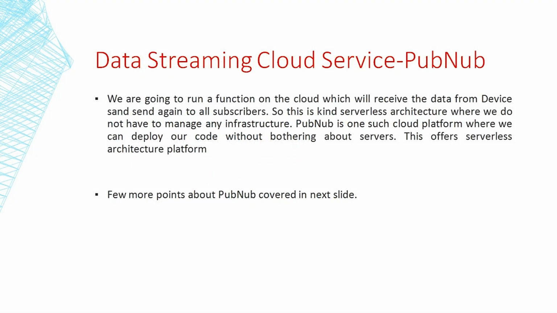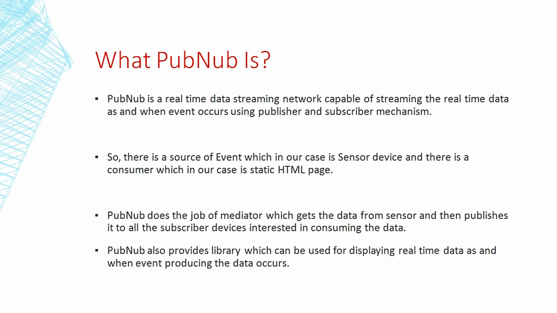The second component that we have given in the architecture is the data streaming cloud services. Here we are going to use the PubNub platform. The PubNub platform is a real-time data streaming network, and this gives you a kind of serverless architecture where you don't need to have your own server or infrastructure to run your code. They provide a function as a service where you can create the function and then use it as per your need. So again, a few more details about the PubNub service.